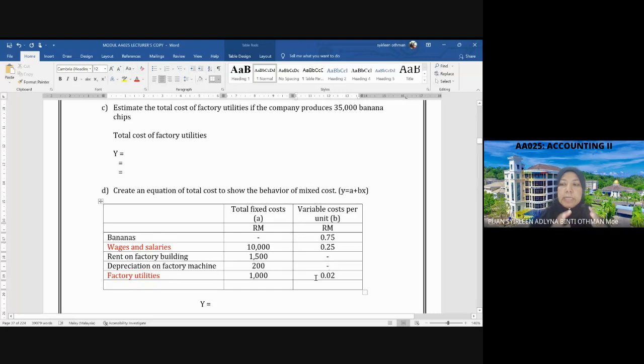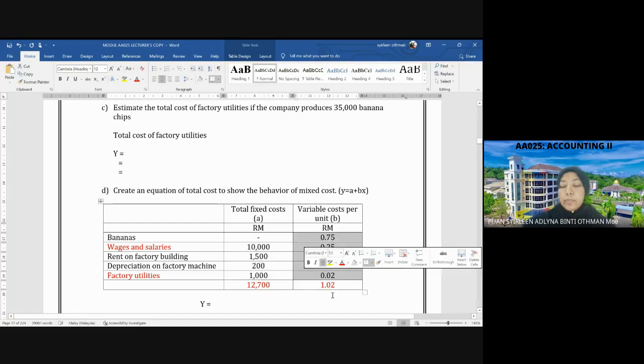Sebab saya nak form the equation, so I need to know the total fixed cost and the variable cost per unit untuk semua cost yang ada dalam soalan tadi. So my total fixed cost will be RM12,700 and my variable cost per unit is RM1.02. Madam campur semua. So ini will bring me to 12,700. Yang ini will bring me to RM1.02.